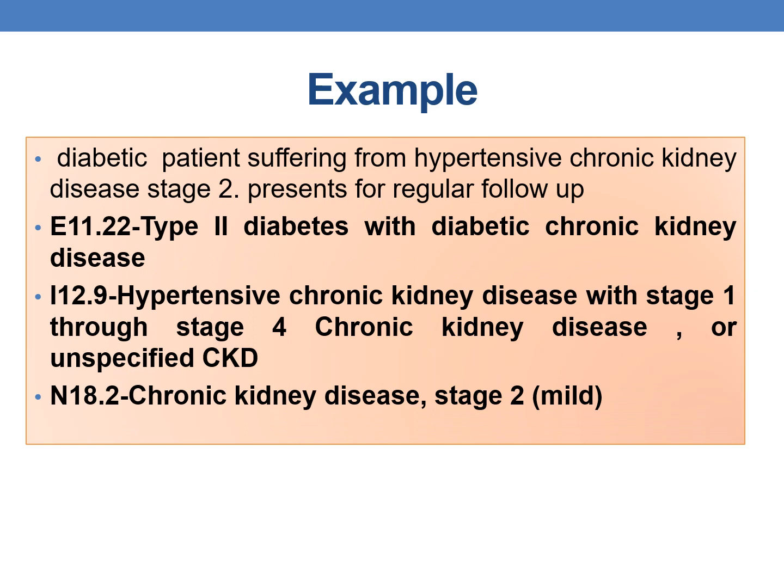Let us see one more example. Diabetic patient suffering from hypertensive chronic kidney disease stage 2 presents for regular follow-up. Here, patient is diabetic and he is suffering from hypertension and CKD. So, first E11.22, type 2 diabetes with diabetic chronic kidney disease, followed by I12.9 to indicate hypertensive chronic kidney disease with stage 1 through stage 4 chronic kidney disease or unspecified chronic kidney disease. Because here he is mentioning stage 2, you need to code I12.9 followed by N18.2 to indicate the stage, that is chronic kidney disease stage 2 or mild.